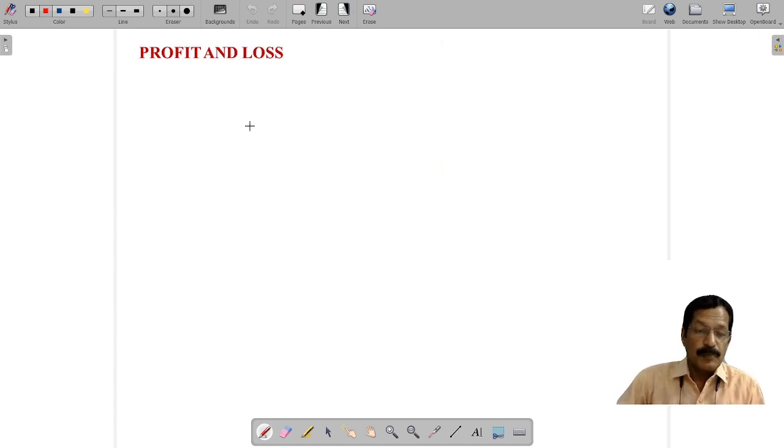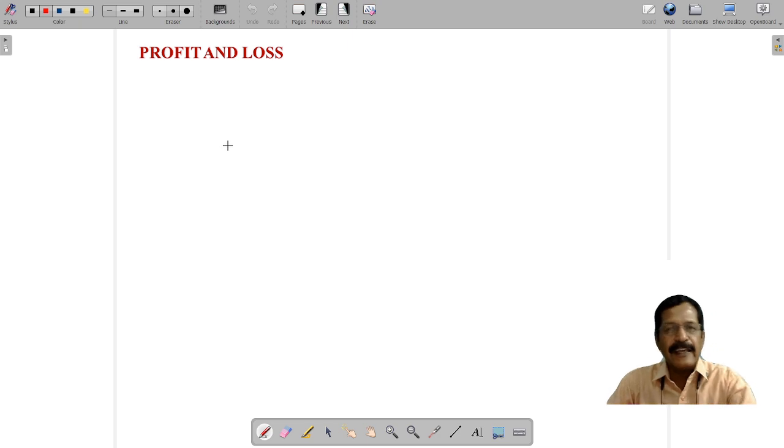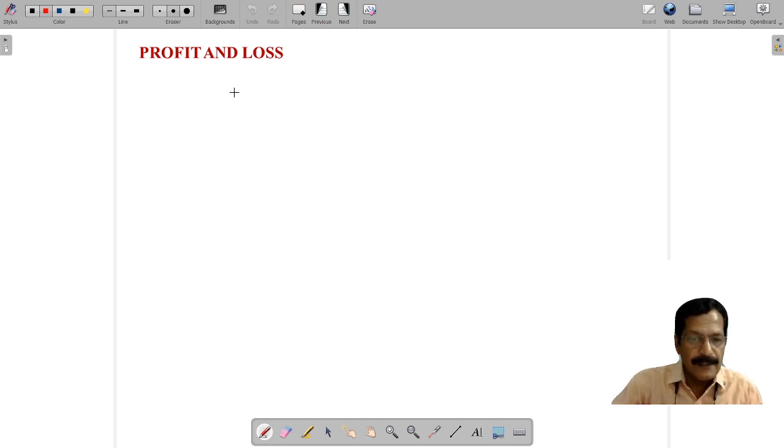Now let us discuss profit and loss. It is generally seen in business, with sales, cost price, and selling price. Suppose one article is purchased for some rupees, that is called cost price. If it is sold again, that is called selling price. Generally, we denote CP for cost price and SP for selling price.